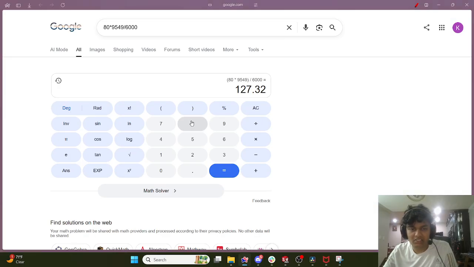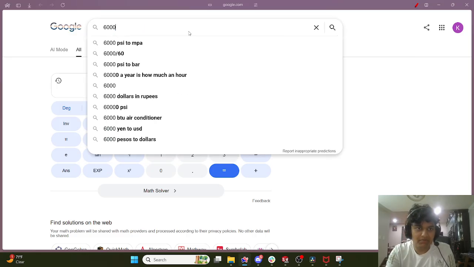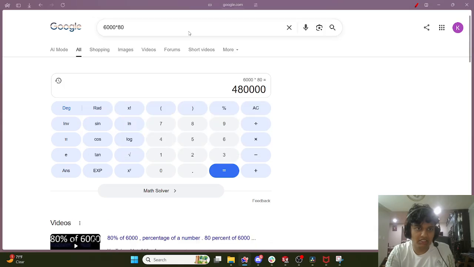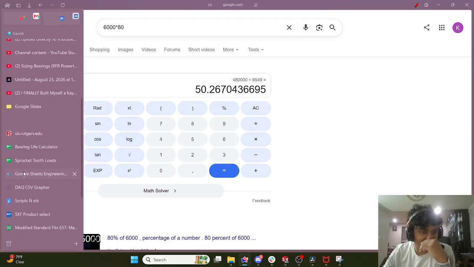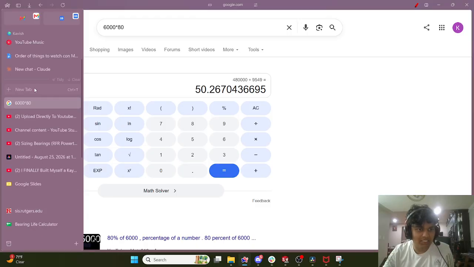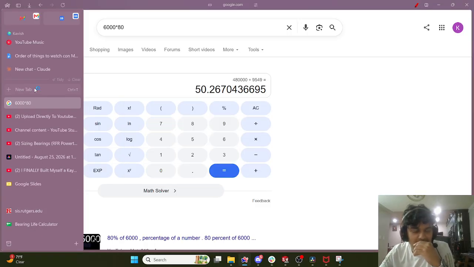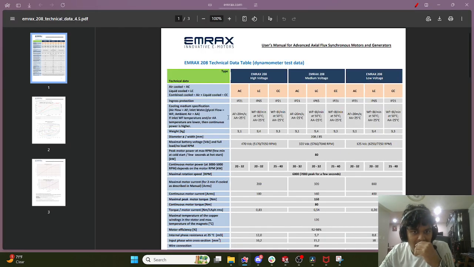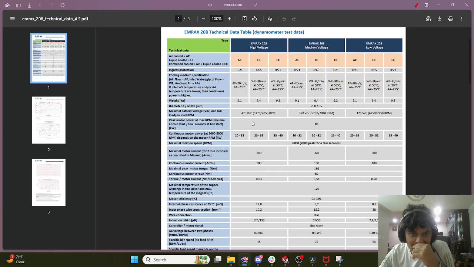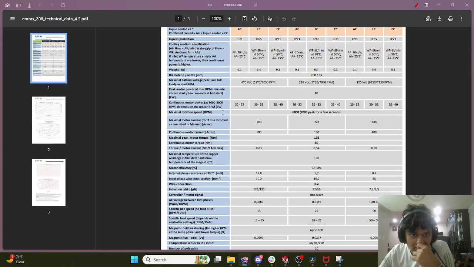And we can check this. So 6,000 RPM times 80 newton meters divided by 9,549 is 50 kilowatts. I believe it's 8,000 RPM. I might be tripping. I don't think I am, but let me check. Max 208. Let's look at the technical data. That's the old technical data. Let's see. Continuous motor torque. Yep, 80 newton meters. Right.